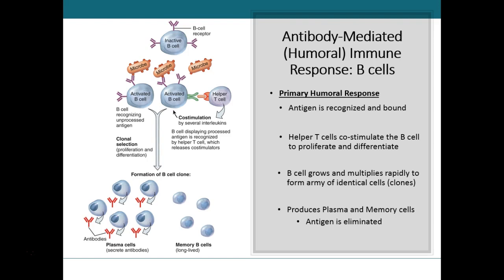Once that is presented in the B cell membrane, the T cells recognize that complex, and they deliver a co-stimulation that's needed for the B cells to be stimulated to differentiate and proliferate. So the helper T cells also are going to produce some interleukins and cytokines that continue that enhancement of stimulating and activating those B cells.